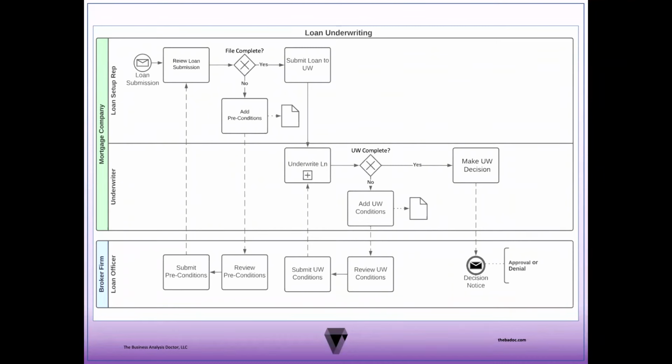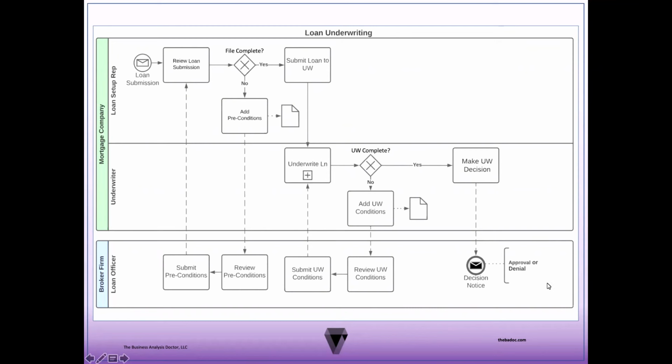If the data object is also an input to a task that follows, it can be connected by an association line, but you would not connect a data object to an activity with a sequence or message line. Now, if the underwriter is able to complete the underwrite, then the underwriter will make a final underwriting decision and the decision notice will get sent to the loan officer. And this is where the process ends.